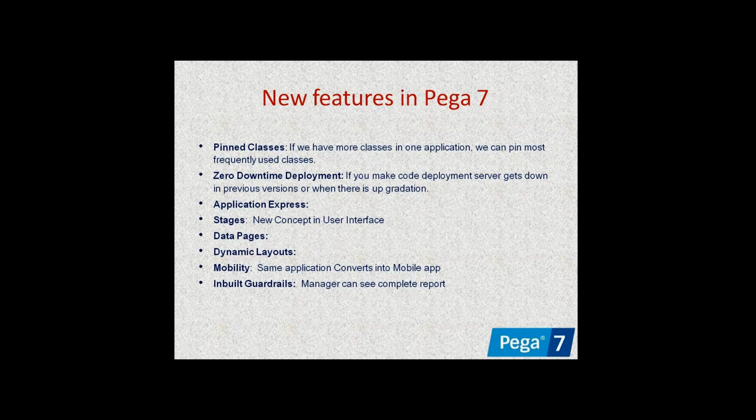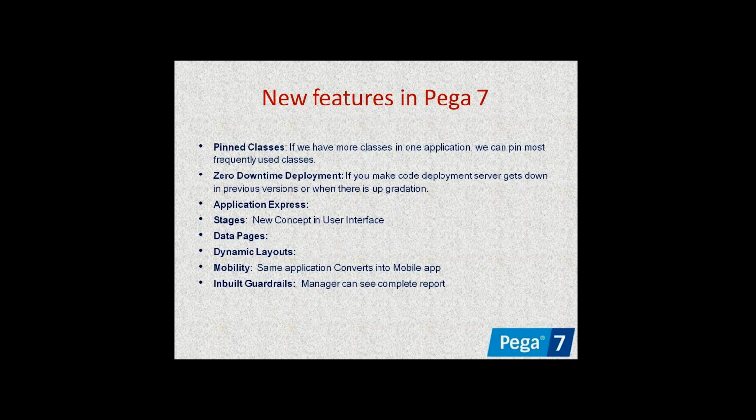In previous versions we had application profiler and accelerator, but in Pega 7 all those features are removed and everything is included in the application express. And there is a new concept called stages. We don't have stages in any of the previous versions. Stages is nothing but a collection of your data or a collection of flows in the application. In each stage you can design the process. I'll tell you later in detail.